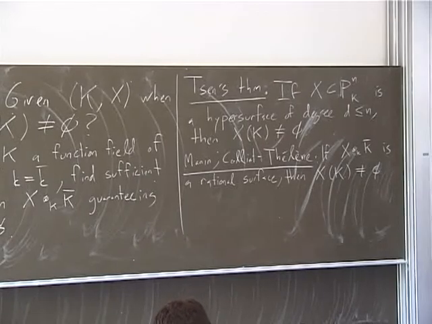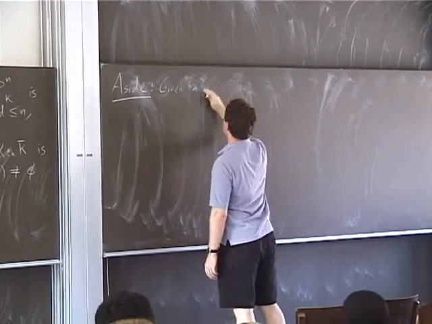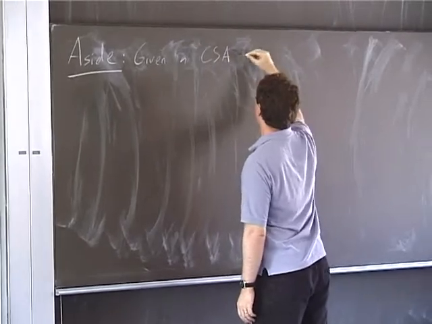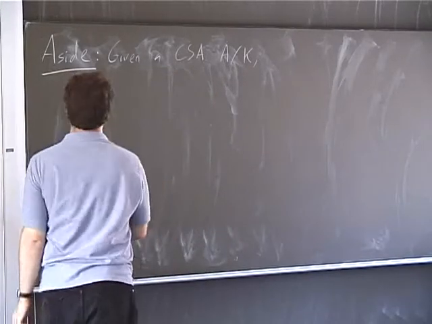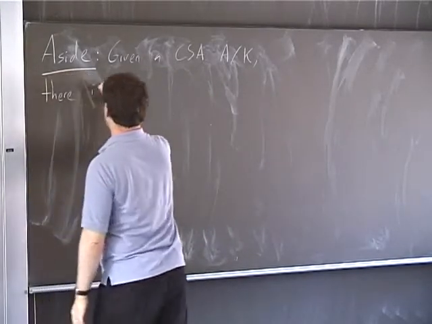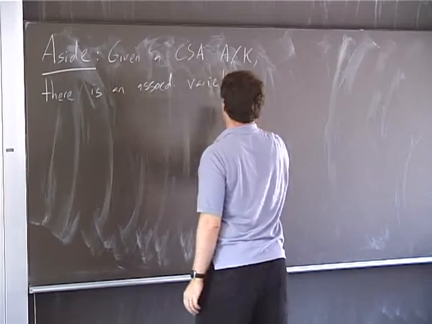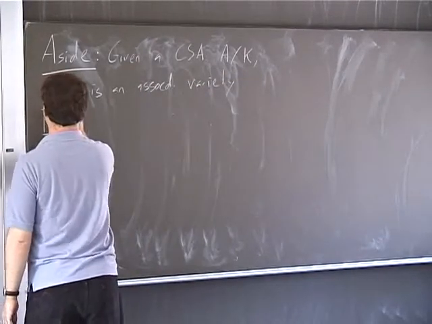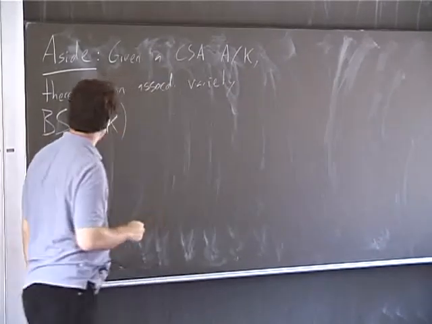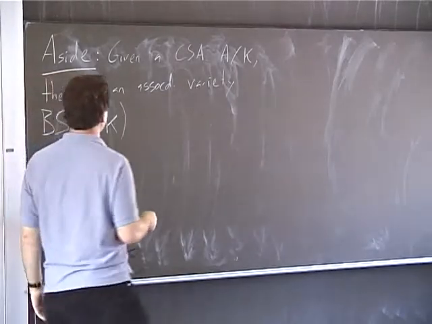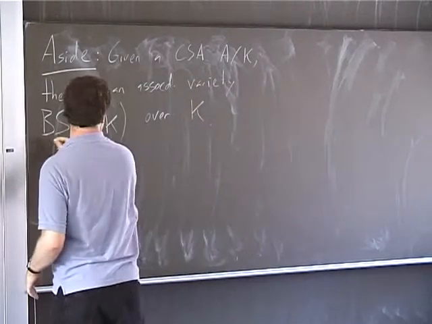Given a division algebra, or more generally given a central simple algebra A over K, there are these things called Brauer-Severi varieties. There is an associated variety, or maybe Severi-Brauer, I don't know. People use both notations. And this represents a functor. So there's an associated variety over K. And what functor does it represent?